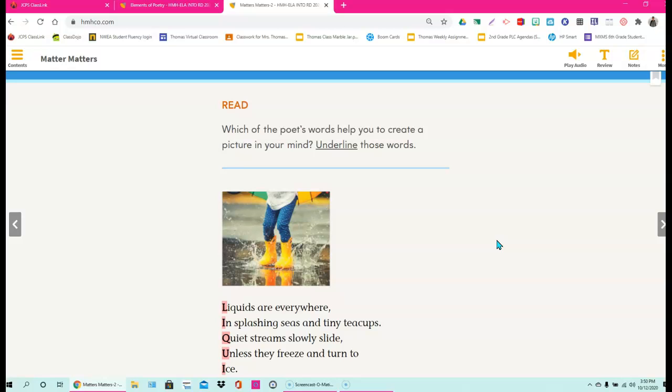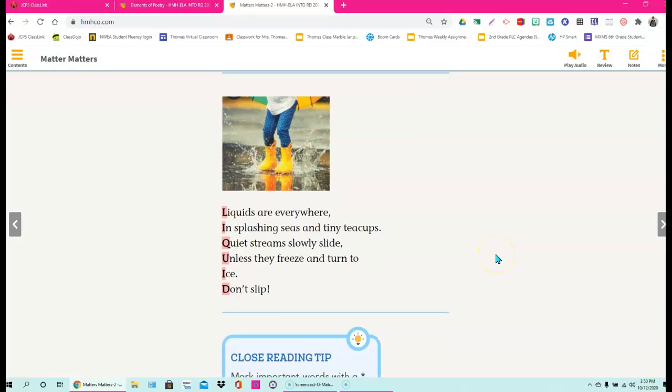Okay? So as I'm reading, I want you thinking, which of the poet's words help me to create a picture in my mind? And then I want you to underline those words. Okay? I want you to underline those words. So which of these words helps to create that visual? So as I'm reading it, I want you to underline those words that really jump out at you.